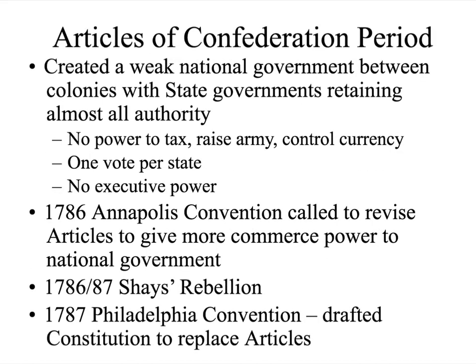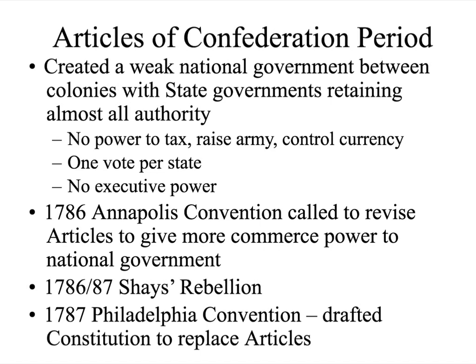Now, the other thing that happens during the Revolutionary period, of course, is that the colonists, what are now the state governments, agree to what is called the Articles of Confederation. This created a very weak national government between the colonies, with the state governments retaining almost all authority.